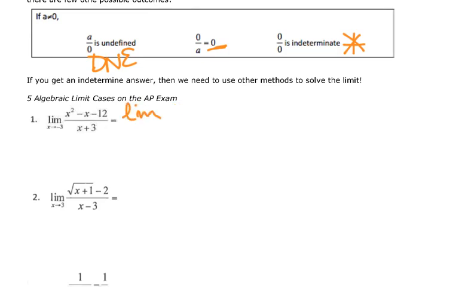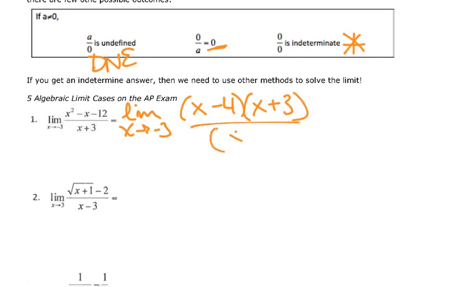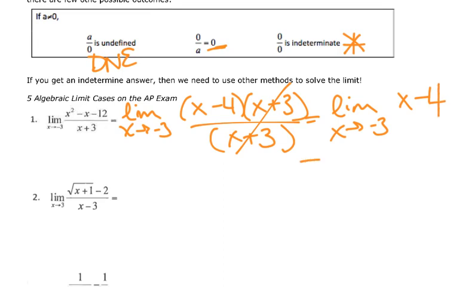It's the limit as x approaches negative 3, and then the factorization is x minus 4 times x plus 3 over x plus 3. Well, these factors cancel, leaving us with the limit as x approaches negative 3 of x minus 4. We can now direct substitute, and once we direct substitute, you're going to drop your limit notation, and you get negative 3 minus 4, which is negative 7.